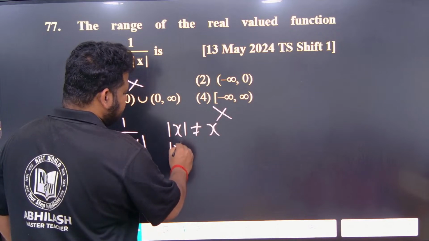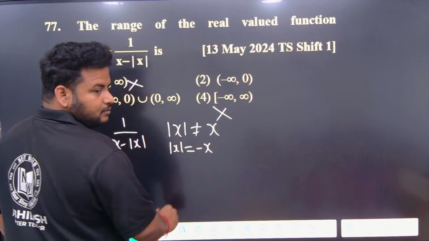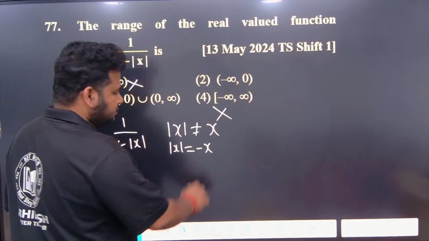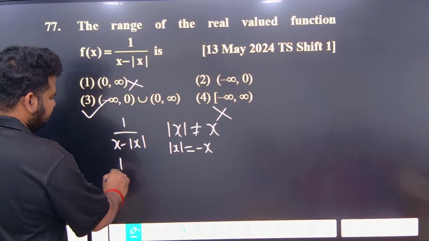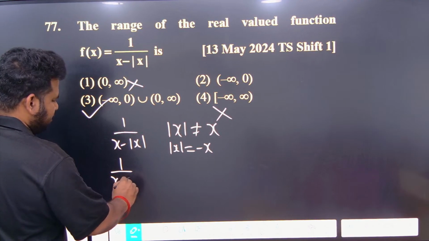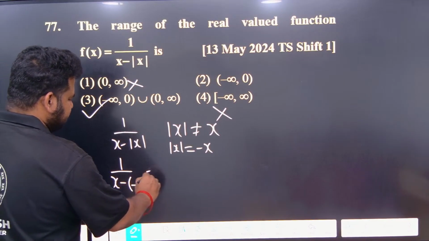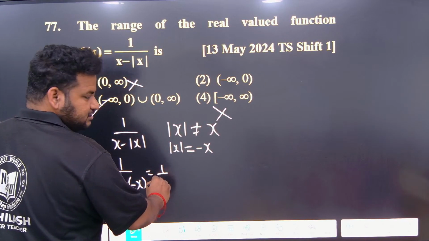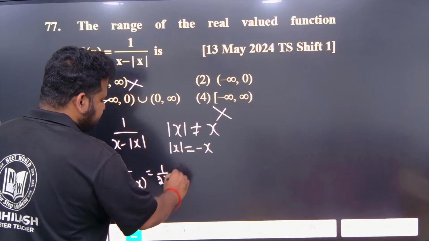Here mod x can be equal to what? Minus x. So this will become 1 by x minus mod x, which I can write as minus x. So that will become 1 by x plus x, that is 2x, where x is less than 0.